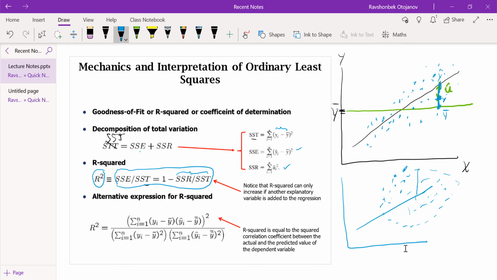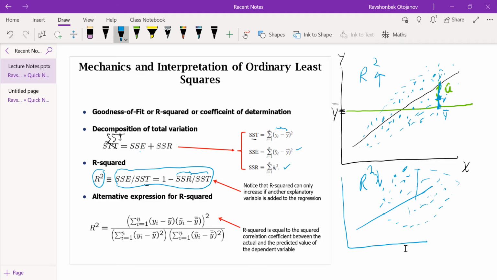But if the dots are very close to the line, or relatively closer to the line, then we would expect 1 minus a small value here, because SSR, the numerator, will be small. As a result, this whole ratio will be small. 1 minus a small value gives us a higher R squared. Here the R squared is higher, while here the R squared is a little lower.